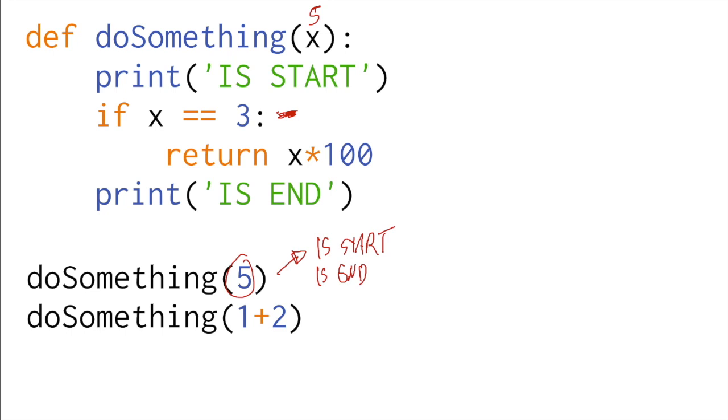If we call do something with 1 plus 2, or 3, then x is 3, and we print out is start. And now because x is 3, we return x times 100, or 300, meaning that the value of this overall expression is 300. And we never print out is end because we already returned a value. So whereas the value of this function call is 300, the value of the function call to do something with 5 is none.